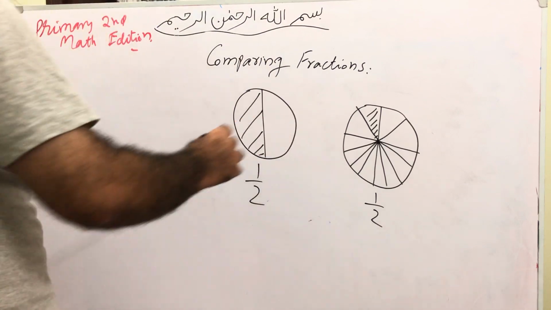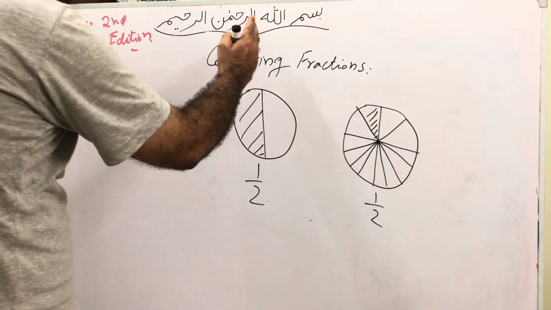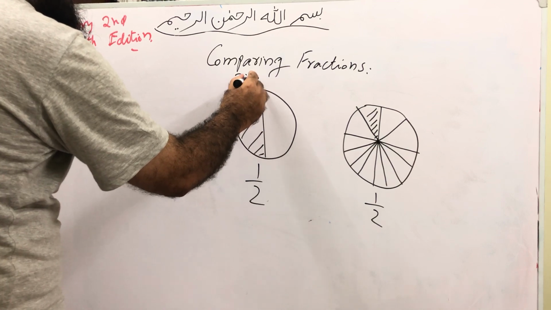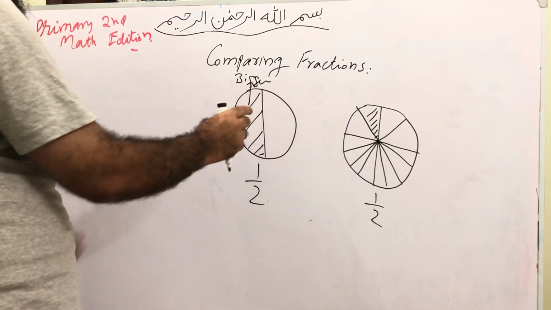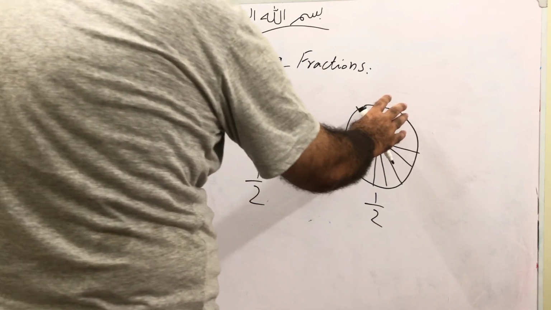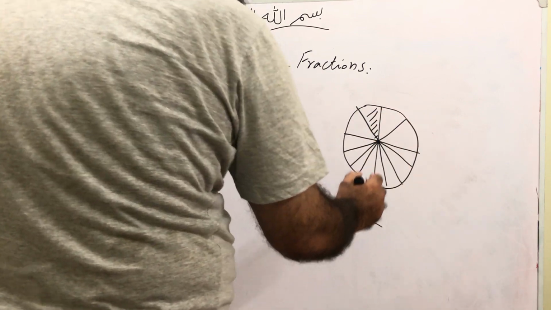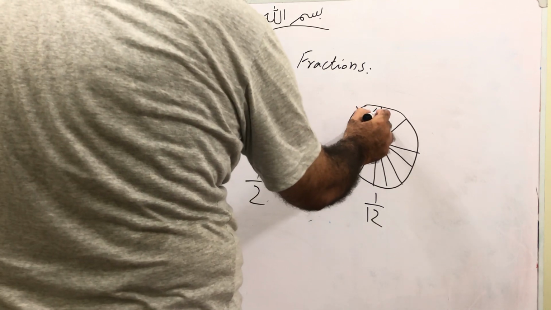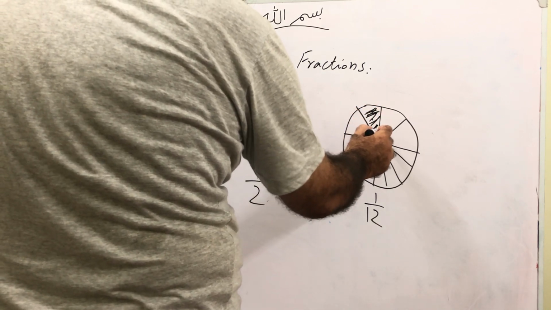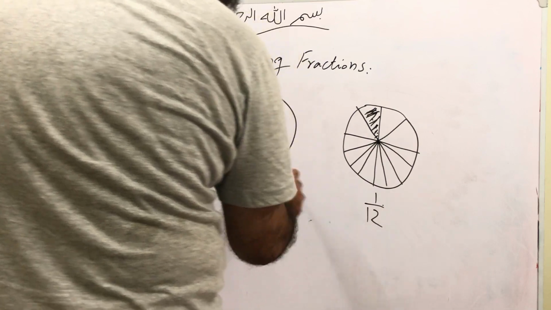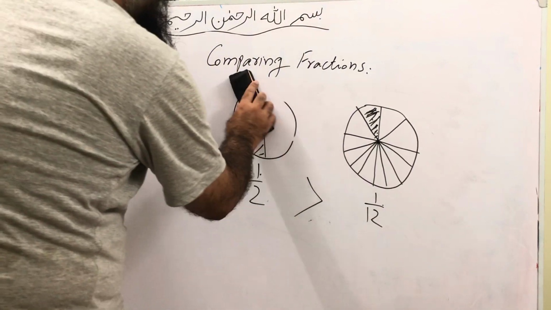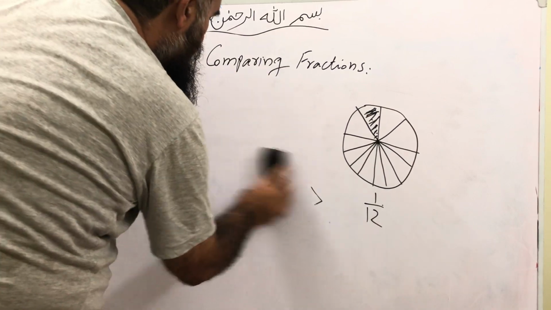So for the same size of cake, we see that when we cut into 2 pieces, it will be a bigger part, because only one part out of 2 parts. Here we have 12 parts. 12 parts mean 12 small parts. So here it is shaded only this one small part. So this is small and this is big. So 1/2 is bigger than 1/12.